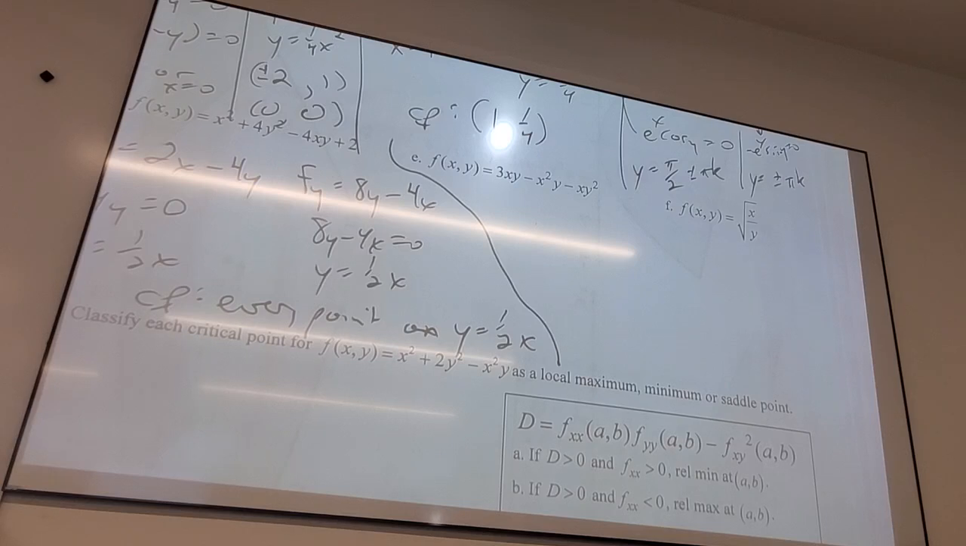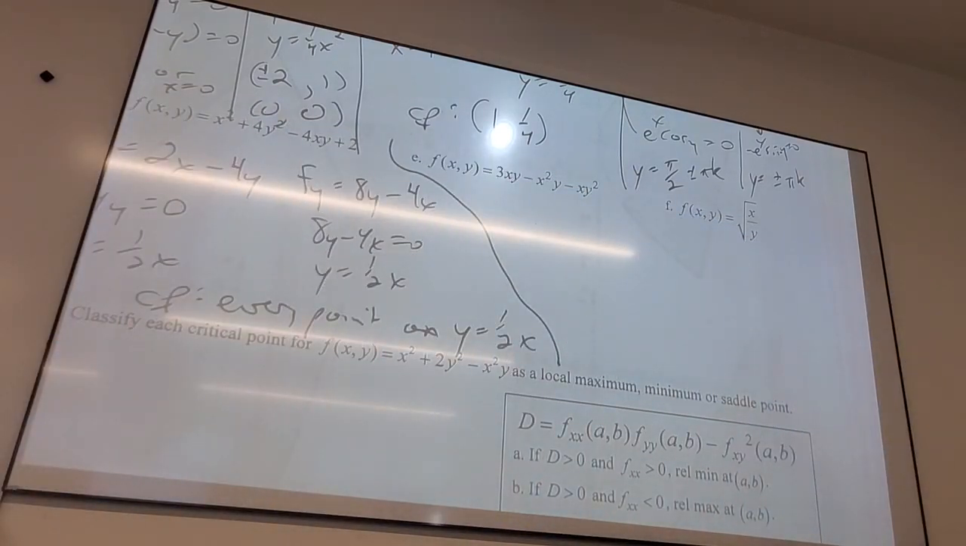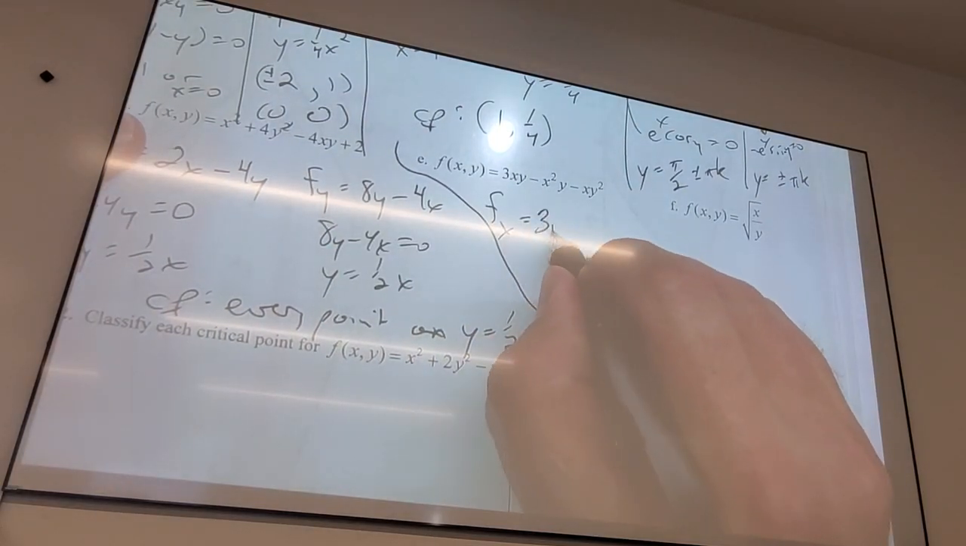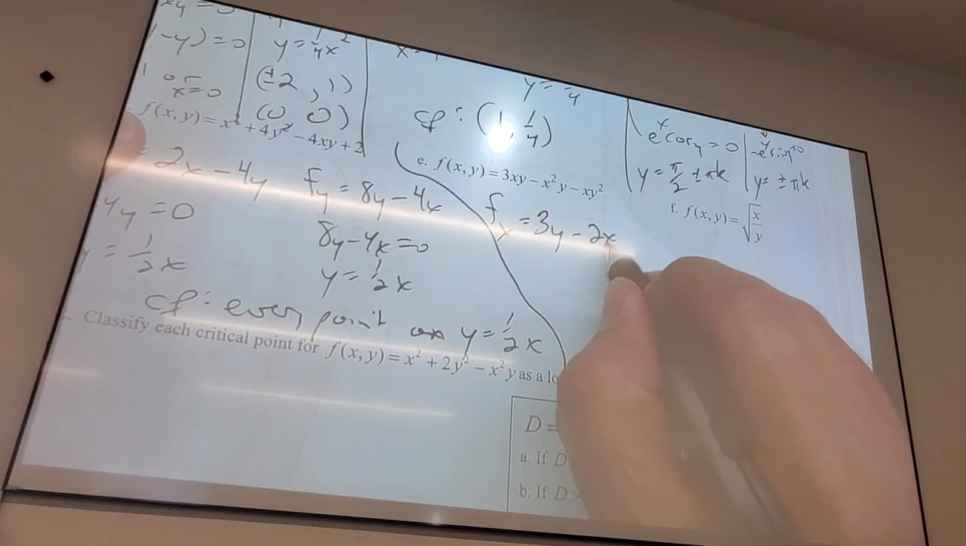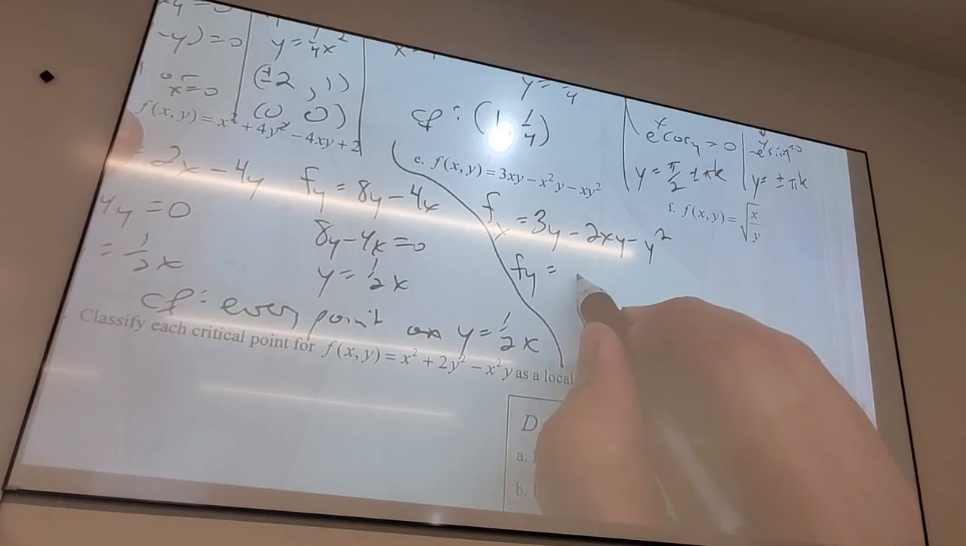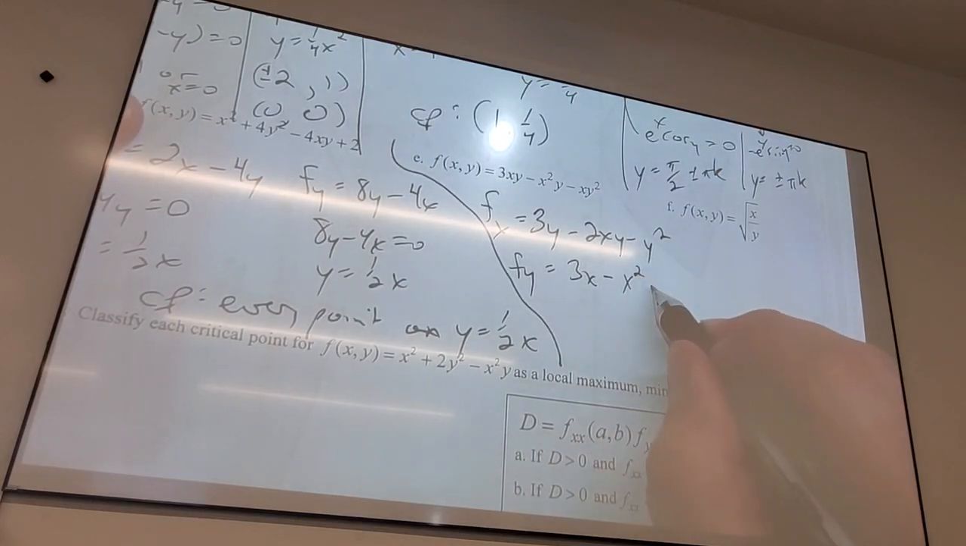For this one over here, yeah, this one's trippy. Okay, let me catch up to you because this one's a little tricky. What do you guys get for fx? 3y minus 2xy minus y squared, I like it. And then fy: 3x minus 2x squared minus 2xy.